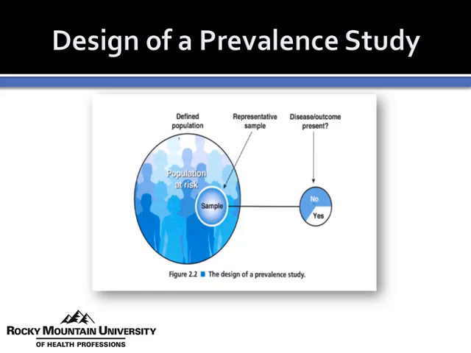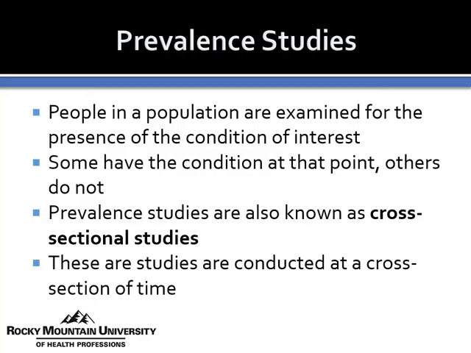Let's take a look at the design of a prevalence study. People in a population are examined for the presence of the condition of interest. This could be a disease, this could be injury, or this could be a positive health state. Some have the condition at that point, others do not. Again, this is cross-sectional in nature. They're conducted at one point in time.